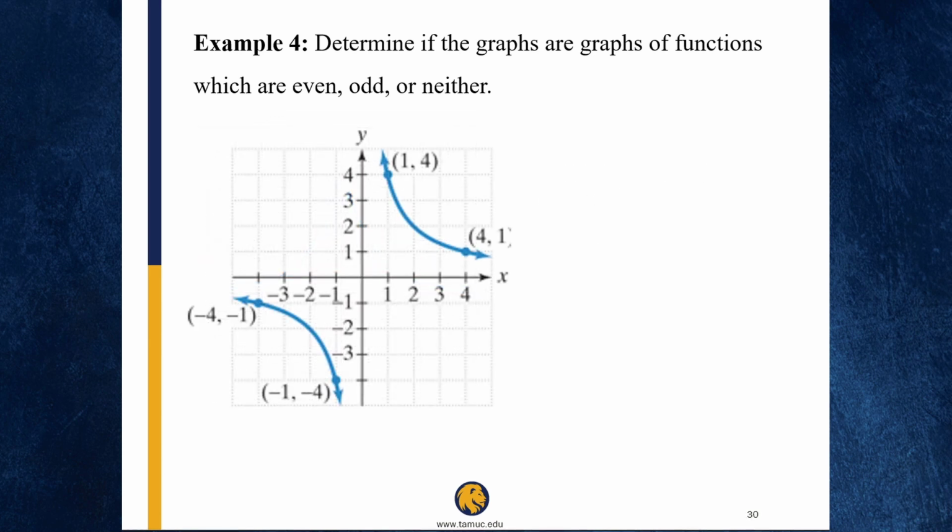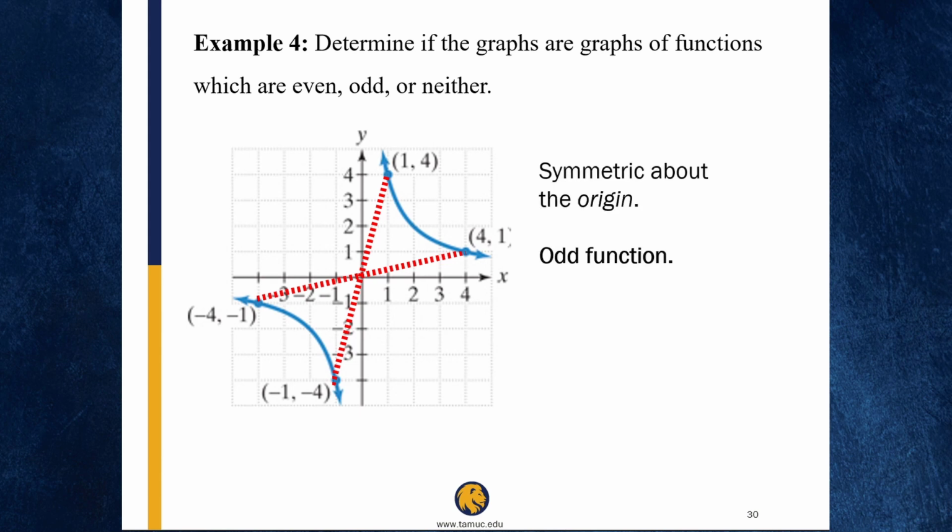This next graph, on the other hand, looks like it's sort of symmetric, but in this case it's symmetric on either side of the origin. It's sort of a reflection on either side of the origin here. So since we have symmetry around the origin, this graph would be generated by an odd function.